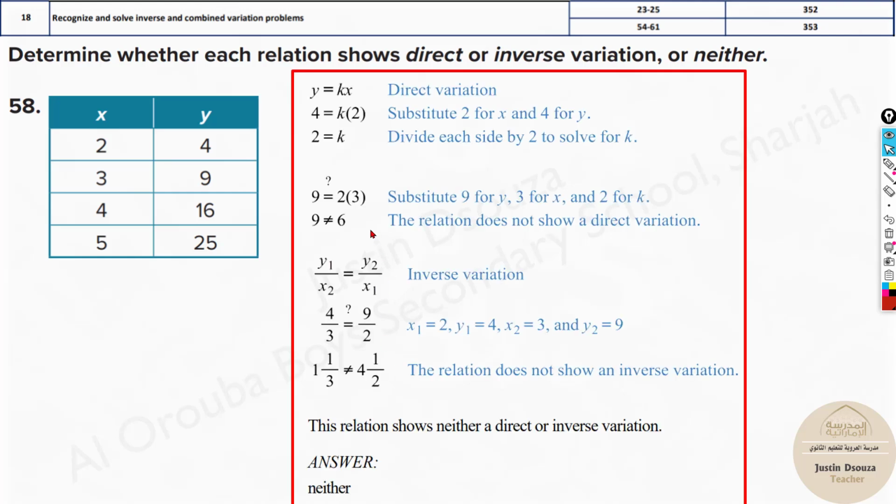And let's check one more. I think this is, yeah, neither. Here it is not directly varying because it should be 2 times 3, which is 6, not 9. Now you put the formula of inverse variation: y1 by x2 equals y2 by x1. Remember, where your y1 is, your x1 must be there. Then substitute all the values and check whether they are equal. 4 by 3 is not equal to 9 by 2, because 4 thirds is 1.33 and here it is 4.5. They're not equal to each other, and so it's neither.